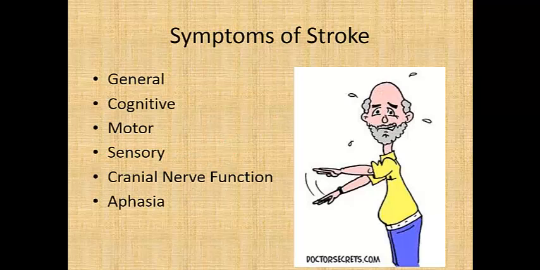So some symptoms of strokes that we're going to talk about: general cognitive, motor, sensory, cranial nerve function, and aphasia. We're going to talk about these a little bit in depth each. So some general symptoms of the stroke. They are usually generally the same regardless of the cause of the stroke. They can be related to the specific area and amount of brain tissue that's involved.